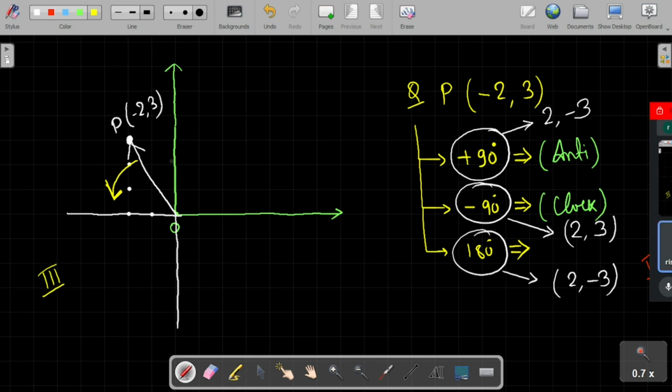Why? Because you have already some angle here, and this complete angle is 90 degree, and you will rotate still 90 degree more. It will stop somewhere in the third quadrant. Is it okay? So the trick is, if you have to rotate 90 degree anti-clockwise, just exchange the coordinates. Just exchange the coordinates. So it's 2 3, so you will write 3 2 and put the sign according to your quadrants.